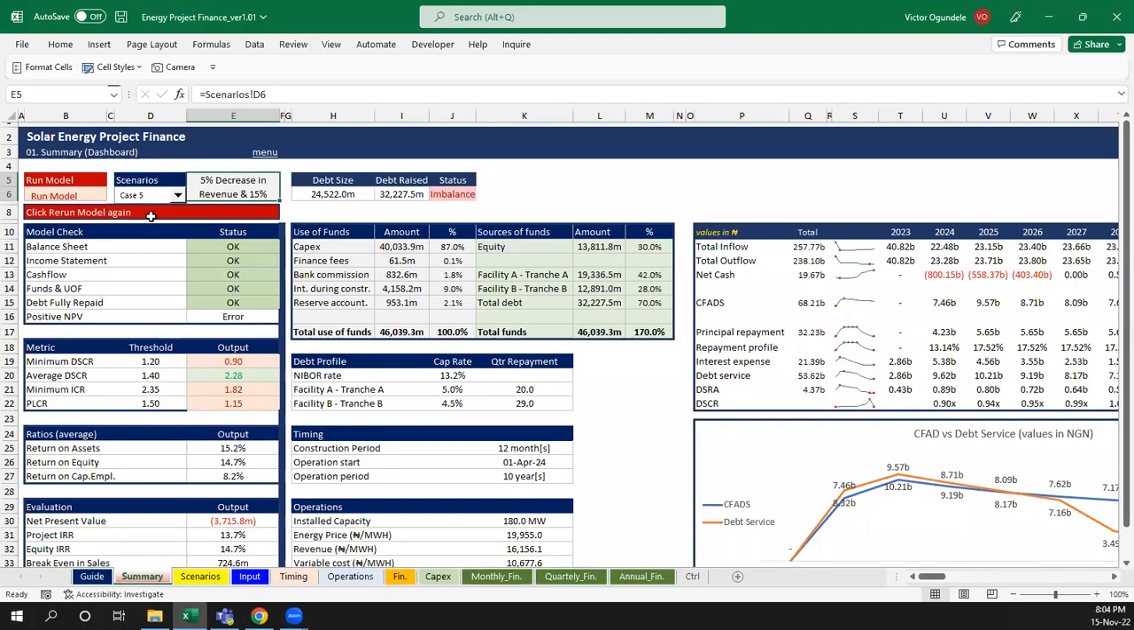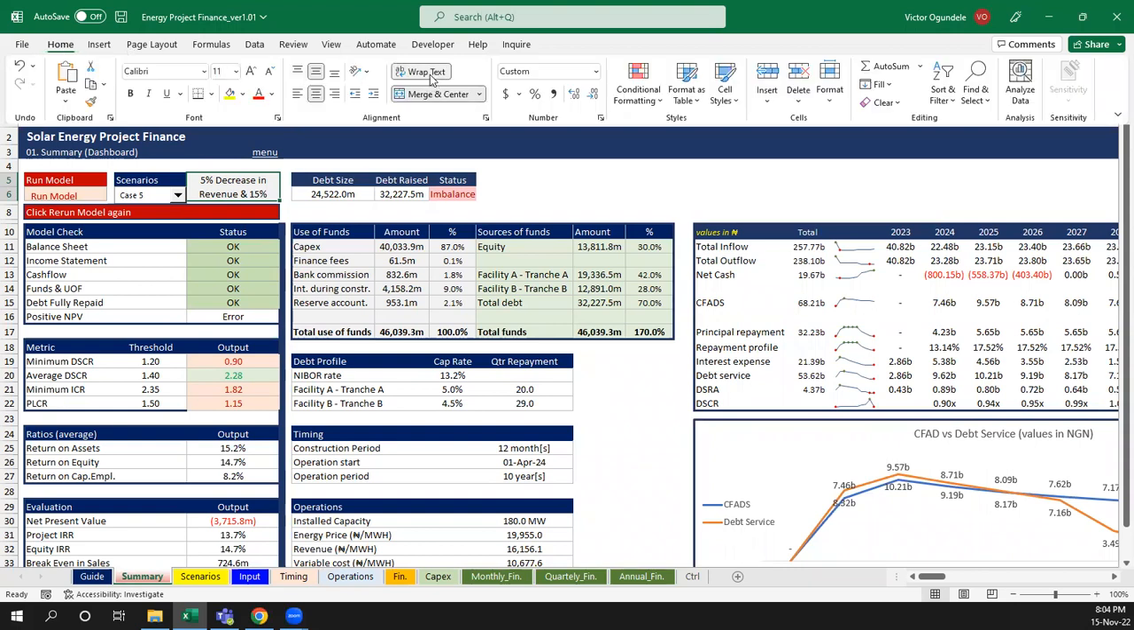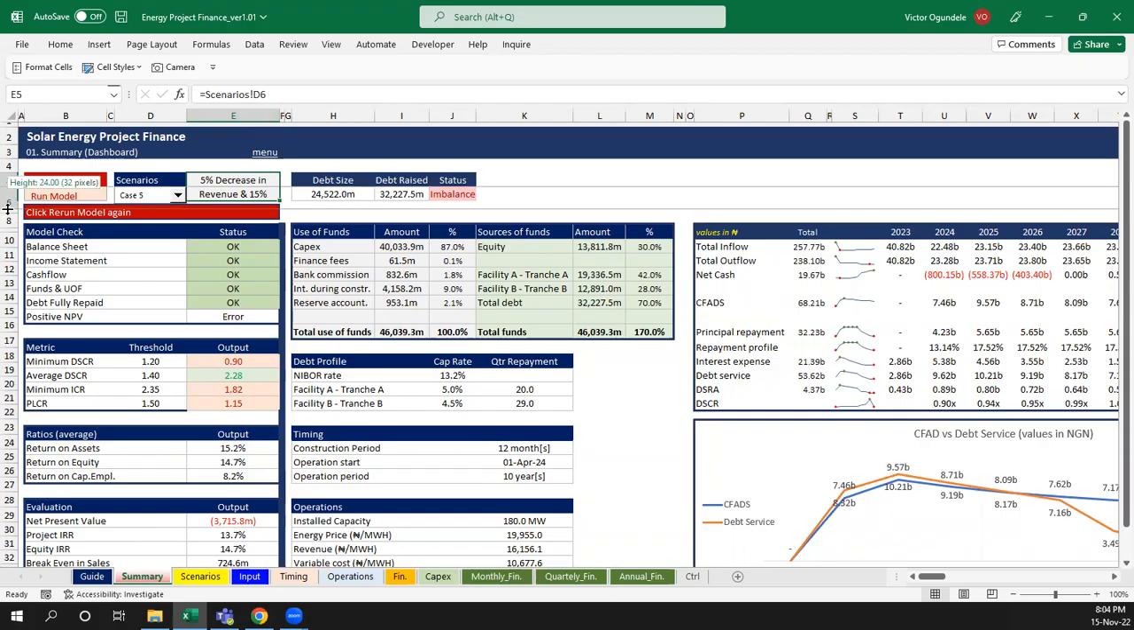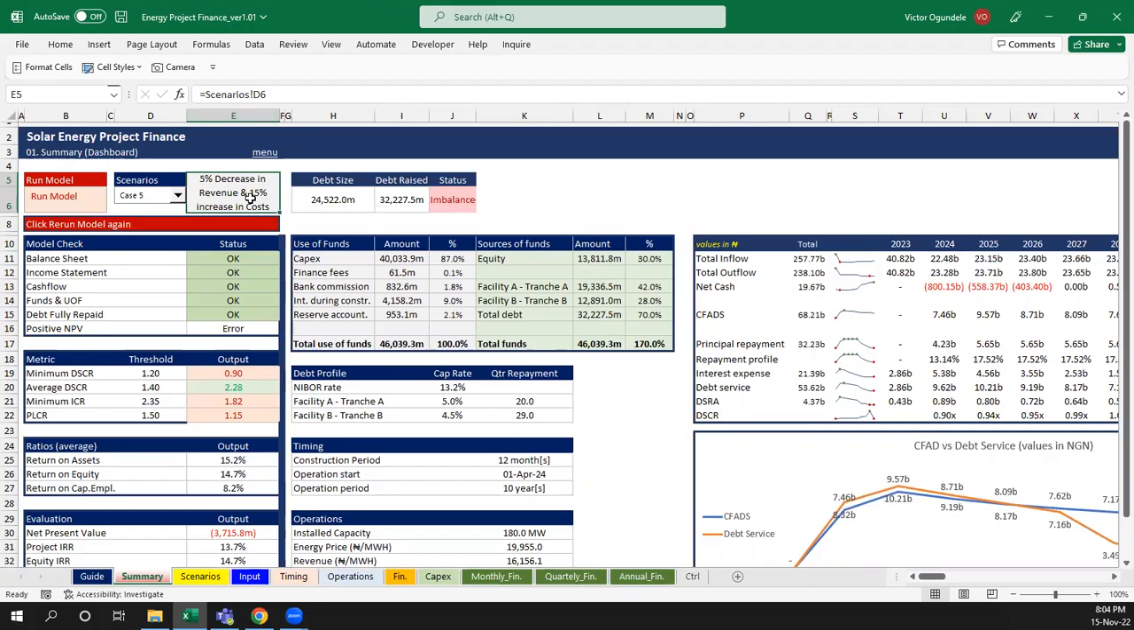Now, looking at this, just one thing has happened. Let me adjust this so that we can see it very well. So 5% decrease in revenue and 15% increase in costs. You can see definitely we are not going to be able to meet our minimum DSCR ratio. You can see everything just turned red. Our NPV becomes negative.